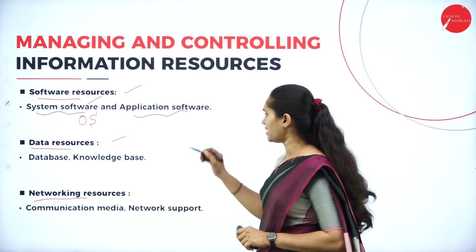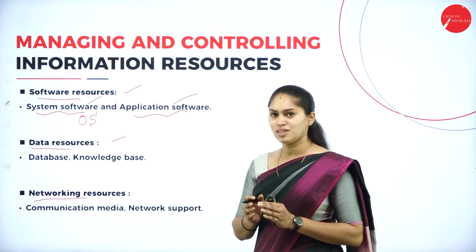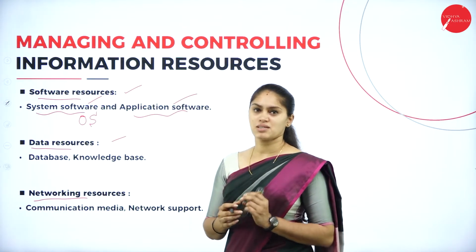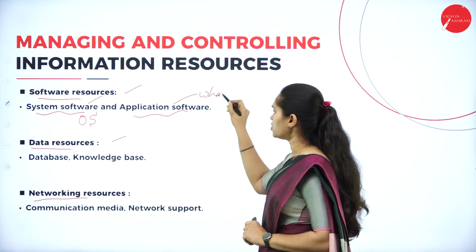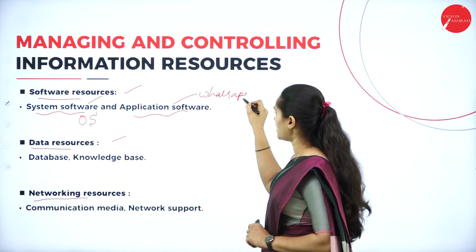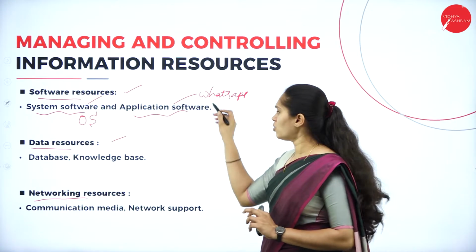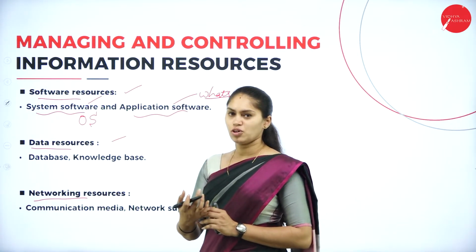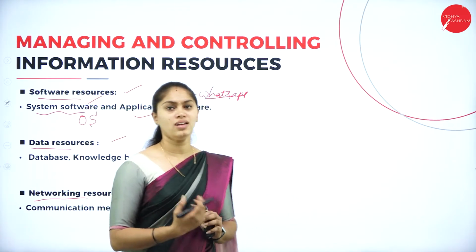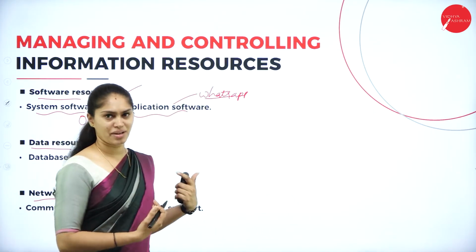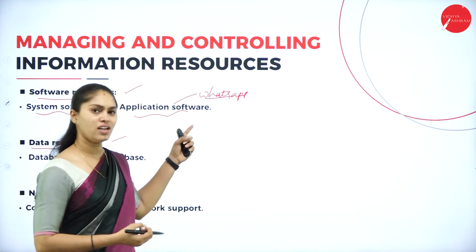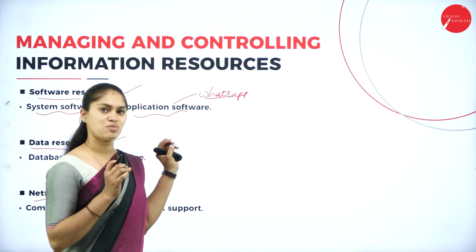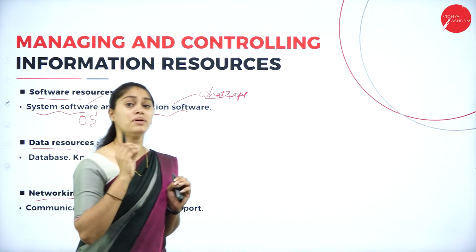Then what is this application software? It is software which is meant for a particular purpose. You can take the example of WhatsApp. Whatever the features are there, they can take place only within WhatsApp. For example, you can have a video call, a voice call, you can chat, you can share images. Application software is what? That particular software has been built in order to perform a particular task.